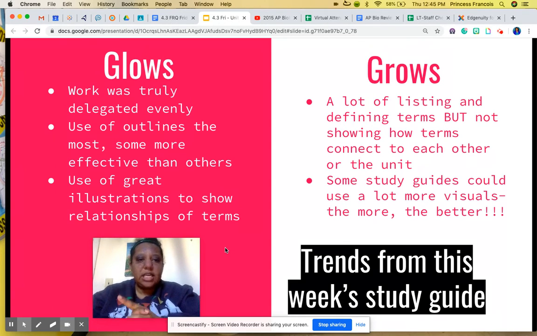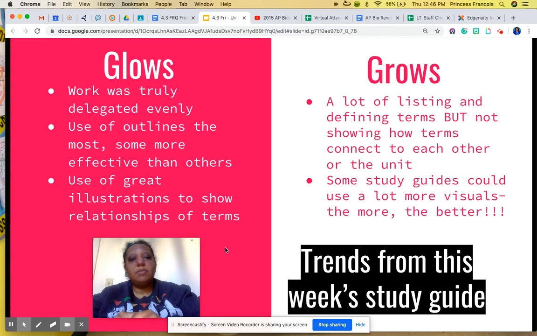In terms of glows, I really saw that work was truly delegated evenly among group members. I think some groups worked really well. Other groups may have had some issues of communication, but ultimately you ended up figuring it out, and that is most important, and that is part of the skill of group work. So keep up that communication with your group members. Also keep up that communication with me as well.